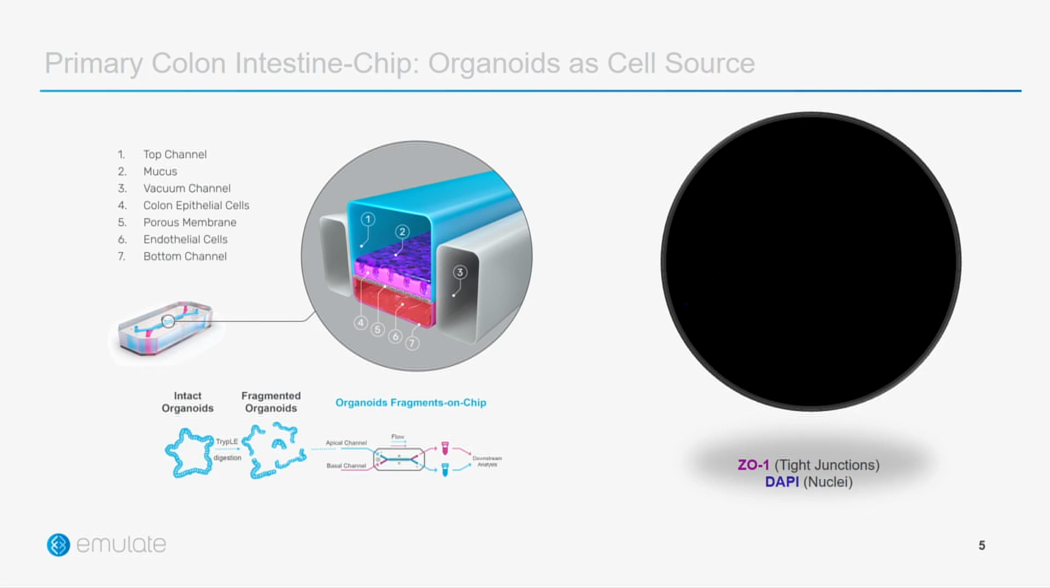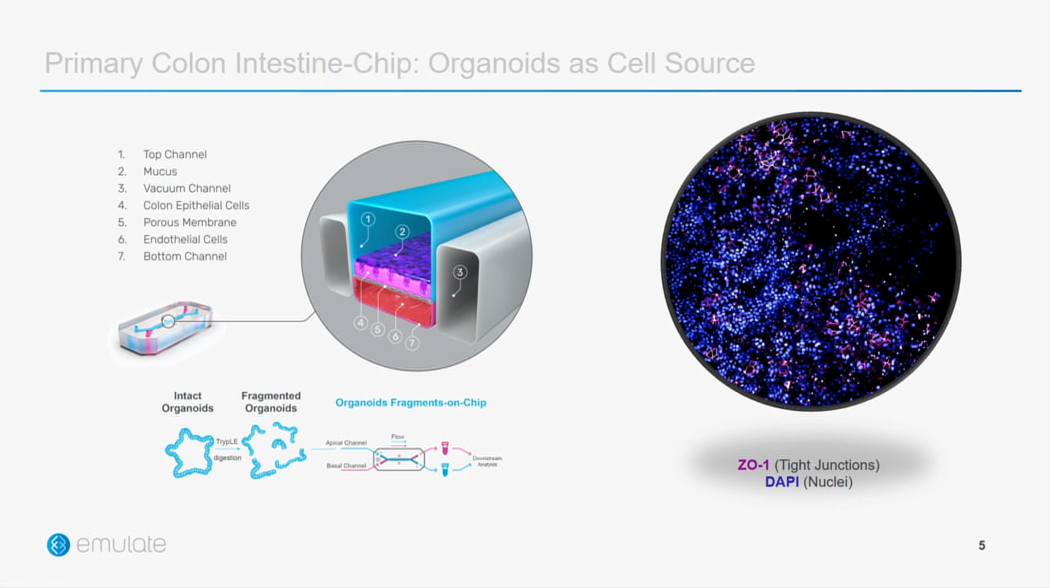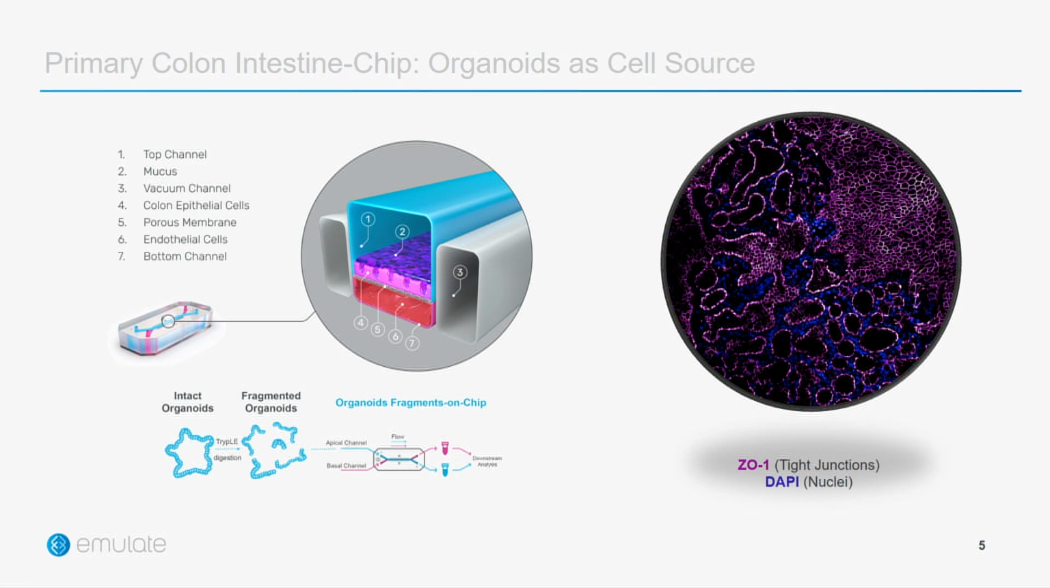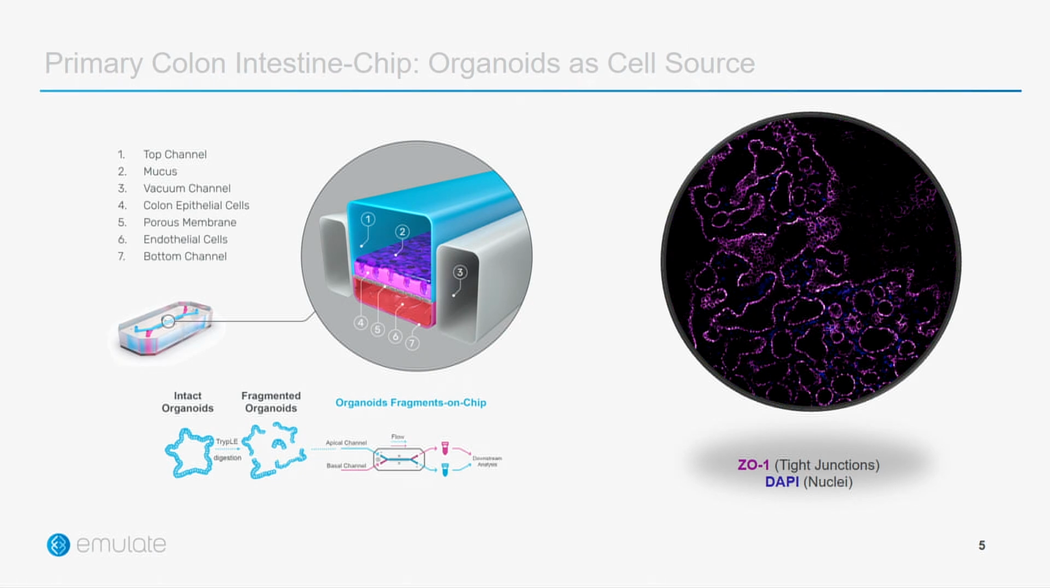So in order to generate the Intestine-Chip, organoids are fragmented and introduced in the top channel of the chip, juxtaposed to tissue-specific microvascular endothelial cells that line the bottom channel. We know that the Colon Intestine-Chip allows them to expand into a confluent monolayer with cyto-architecture, but also a transcriptomic profile reminiscent of the native tissue.